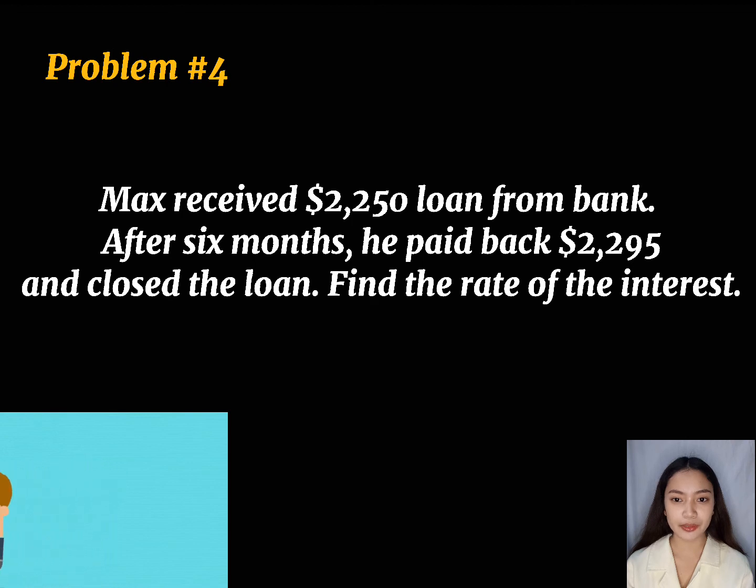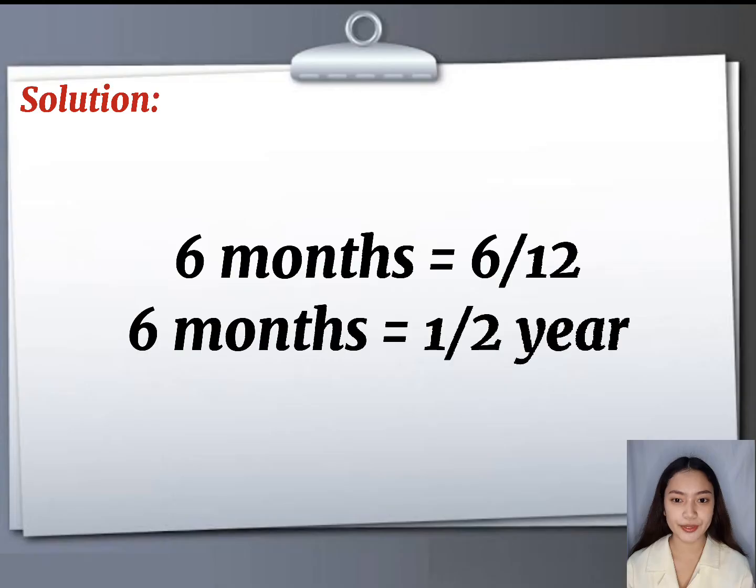In the simple interest formula, we use the time period in years, but the time period given in the question is in months. So let us change the given time period to years. 6 months is equal to 6 over 12 because in a year we have 12 months. 6 months is equal to half a year. So the time period is 1/2 a year, or simply 1/2.